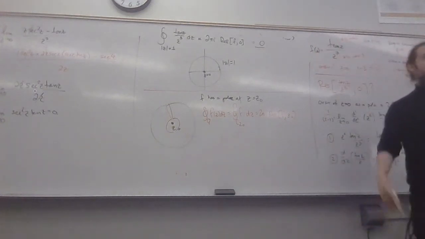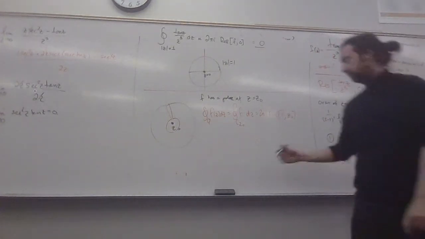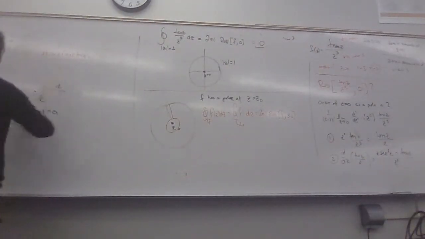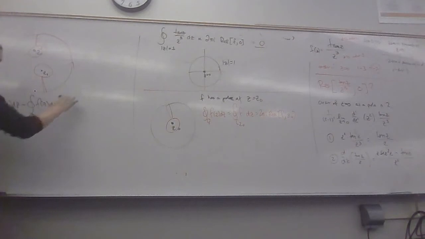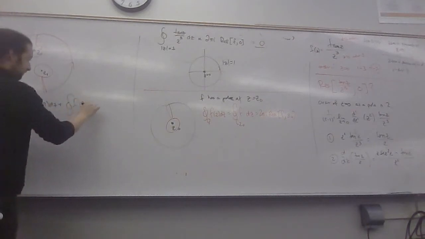What if I put two singularities inside? Well, there's a Cauchy theorem. The Cauchy theorem and the circle contour theorem says that if there were two singularities on the inside, is there anything stopping me from doing this? So the integral around C of f of z dz is equal to the integral around that little circle that goes around z naught plus the integral of f around that little circle that goes around z1.